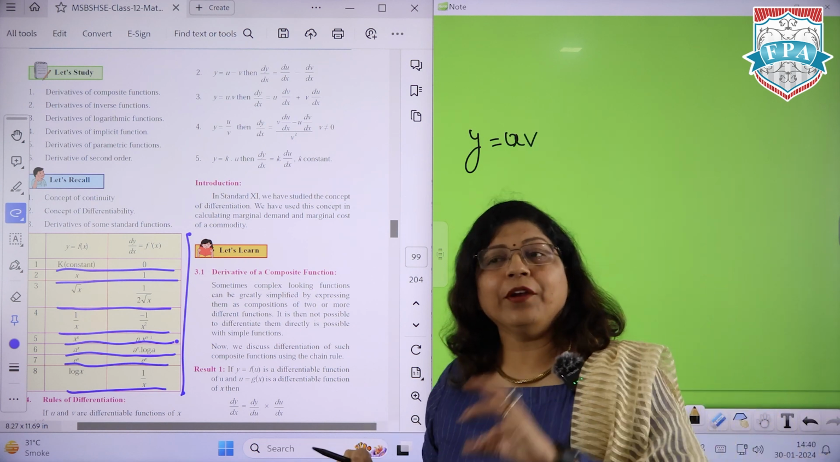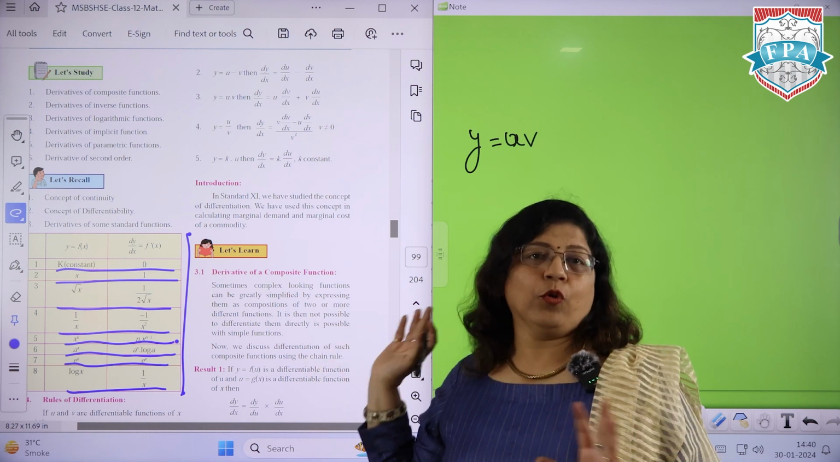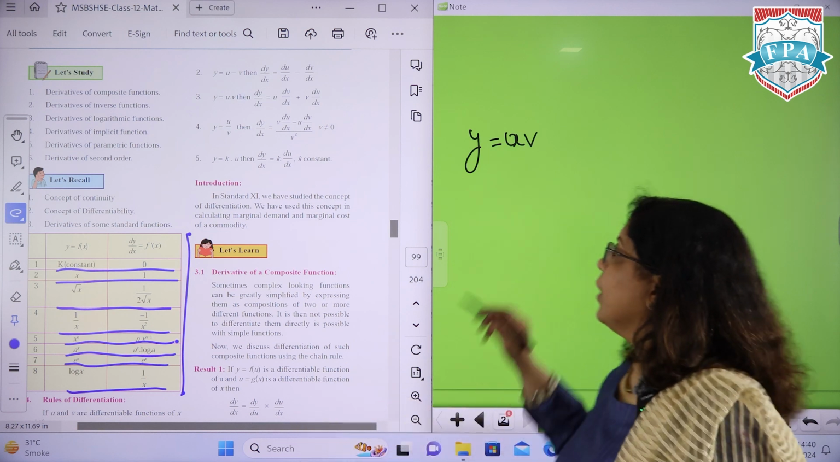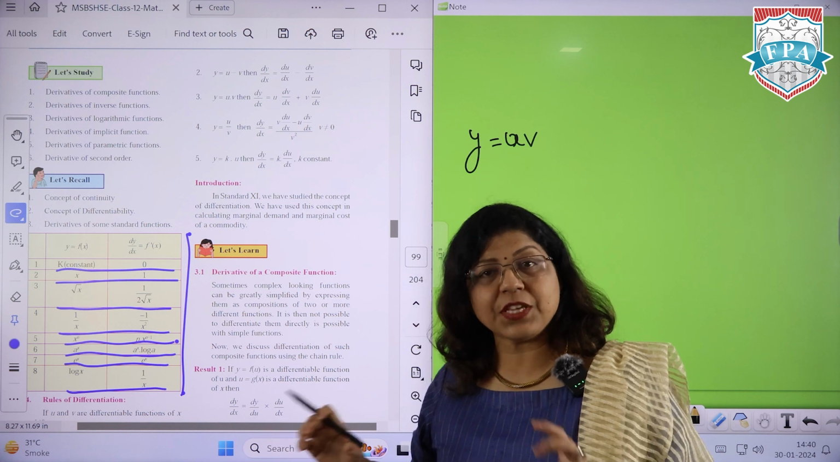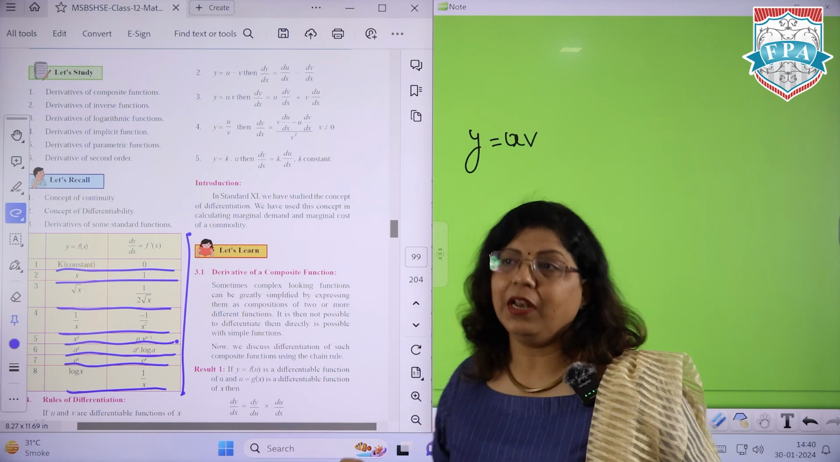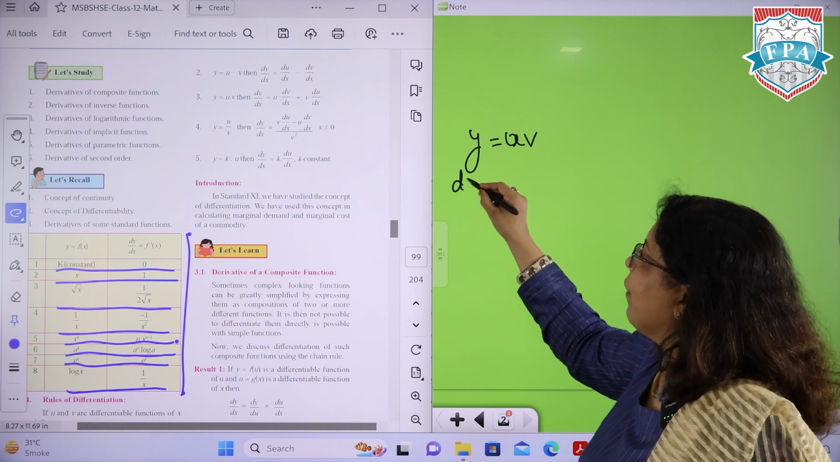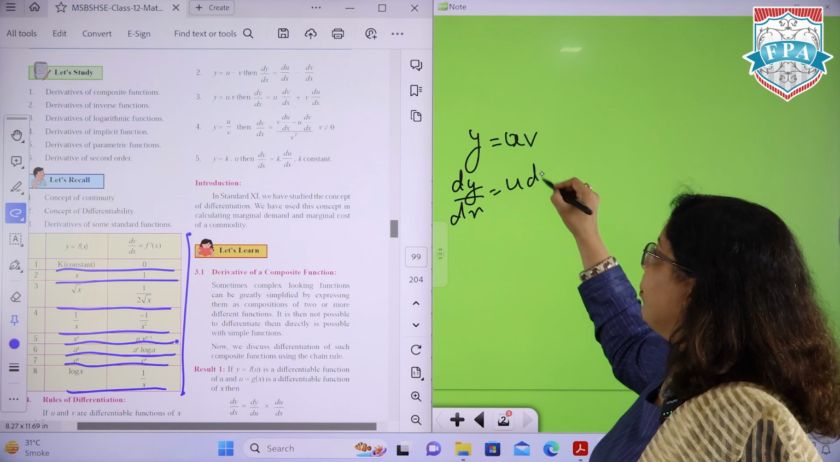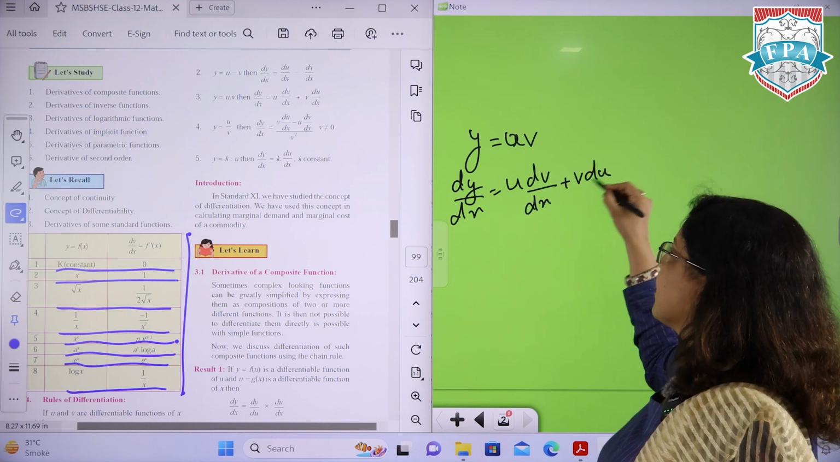Now, if one of the numbers is a constant, say 4x, then don't try to apply that. Just keep 4 out and take dy/dx of x. But if both of them are functions of x, or some specific functions of the given variable, then we'll use the UV rule. In the UV rule, dy by dx becomes u dv by dx plus v du by dx.